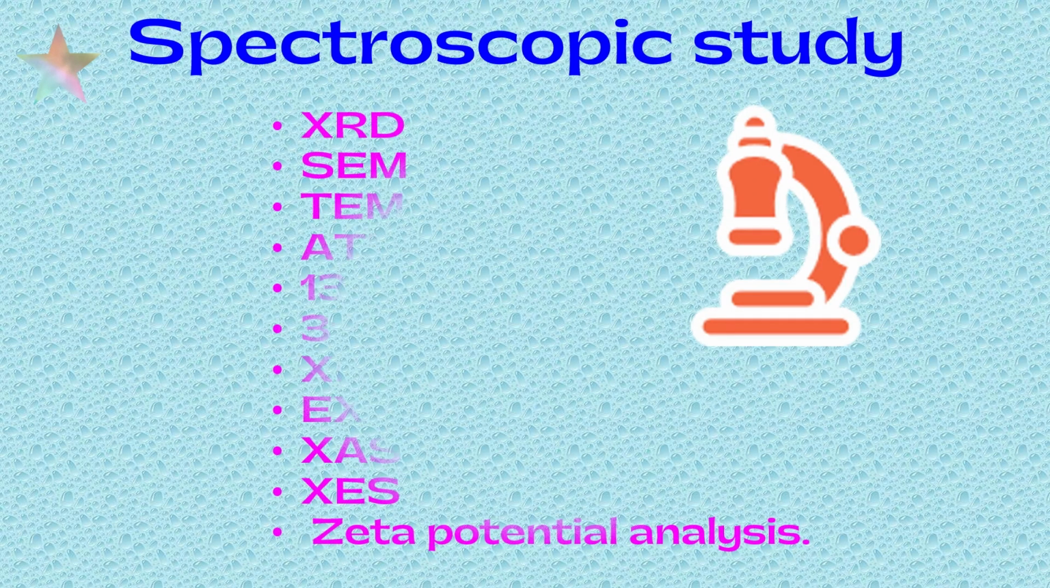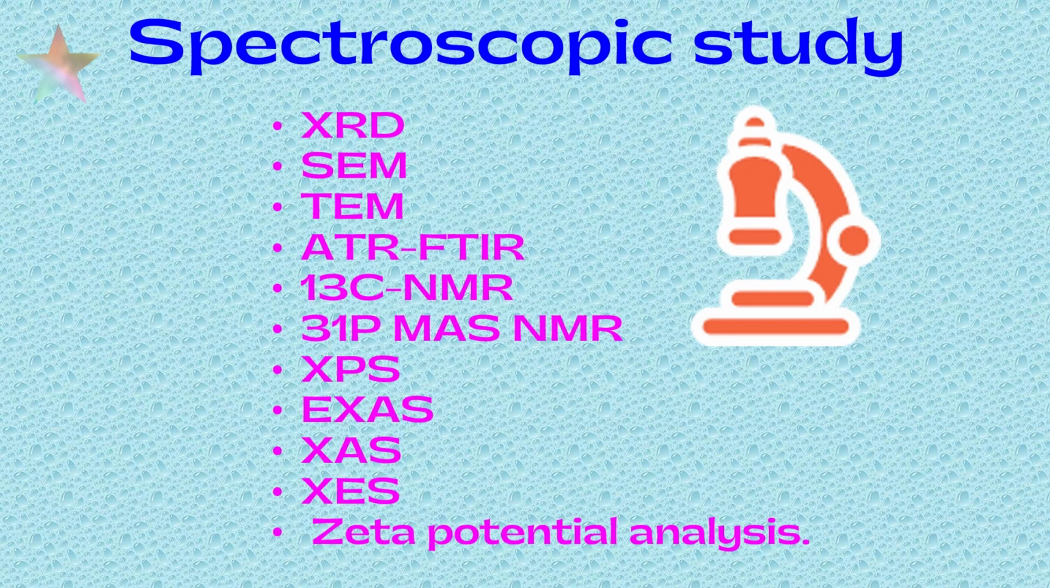Recently numerous spectroscopic studies have been employed to understand the mechanism of adsorption, and these include X-ray diffractometer, scanning electron microscope, transmission electron microscope, ATR-FTIR, C13 NMR, phosphorus 31 MAS NMR, XPS, EXAFS, XANES, and zeta potential.